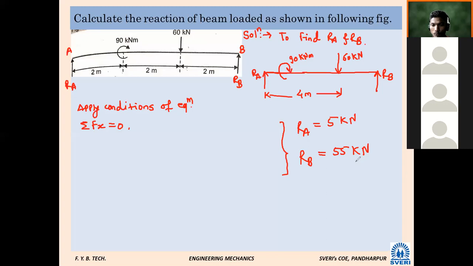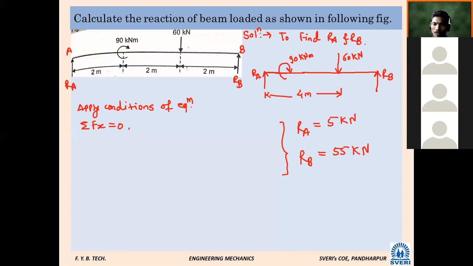If a multiple choice exam is held, the question will be: what is the value of RA, the reaction at point A, for the following loading? This diagram will be given and you are supposed to find either RA or RB, with options A, B, C, D. If a descriptive exam is held, then descriptive.